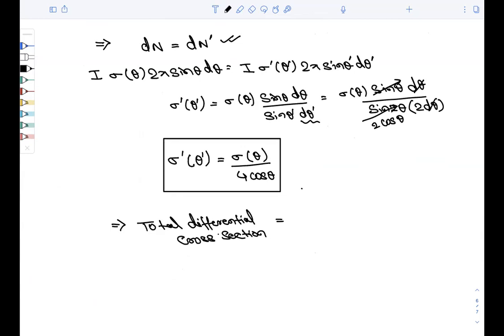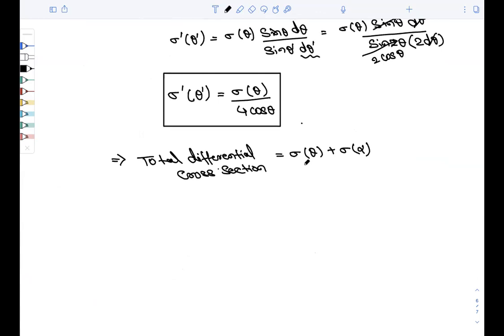So just write both sigma theta as sigma alpha, both will be the cause, right? So let us find out this one. Similarly we can find this one also.